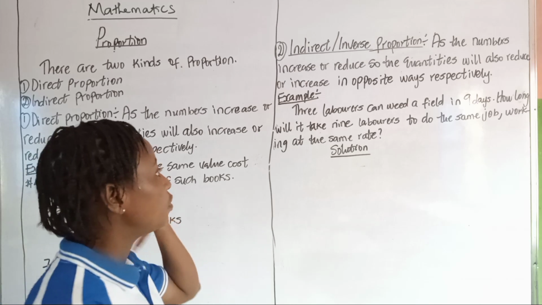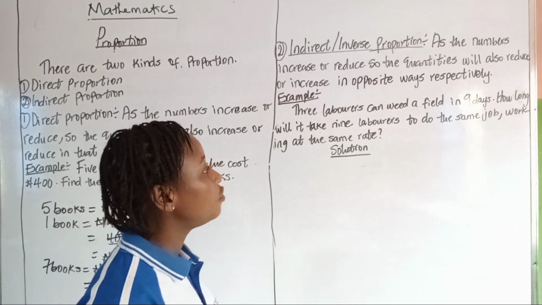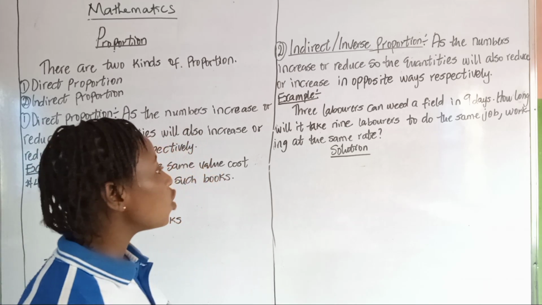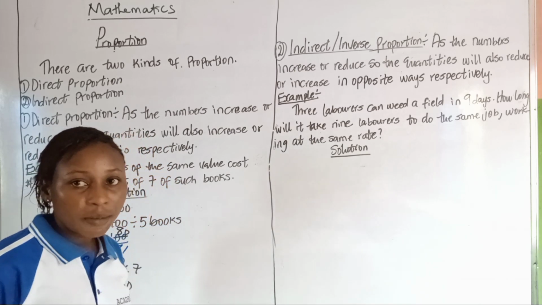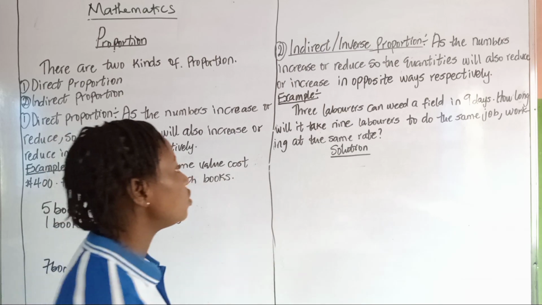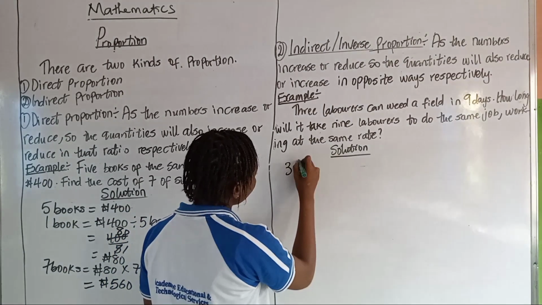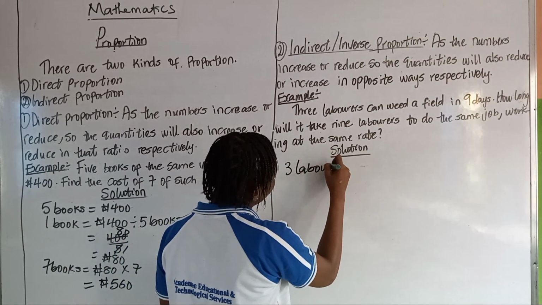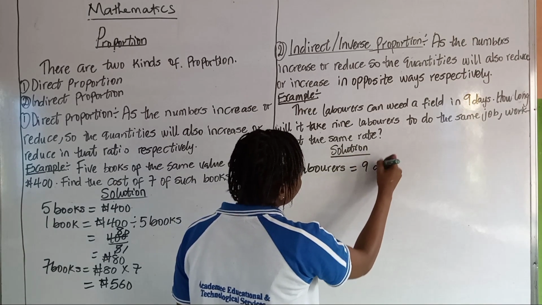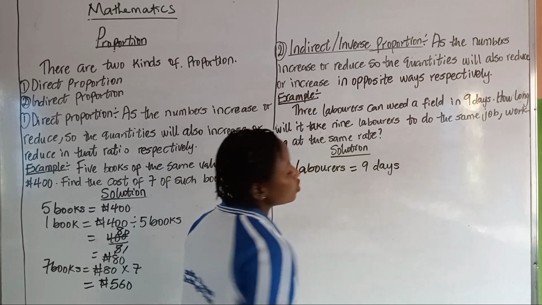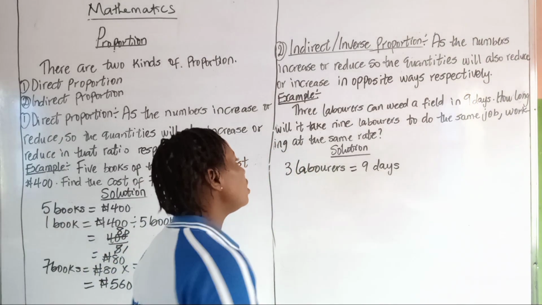Now let's take for example, 3 laborers can weed the field in 9 days. How long will it take 9 laborers to do the same job working at the same rate? Now we are told that 3 laborers will weed the field in how many days? Because what? 9 days, right? 3 laborers will weed the field in 9 days.